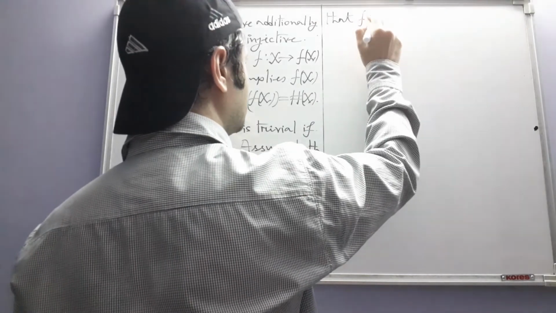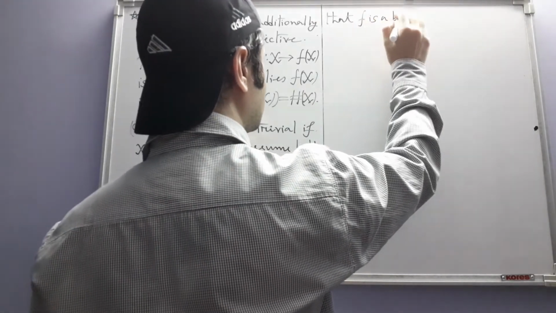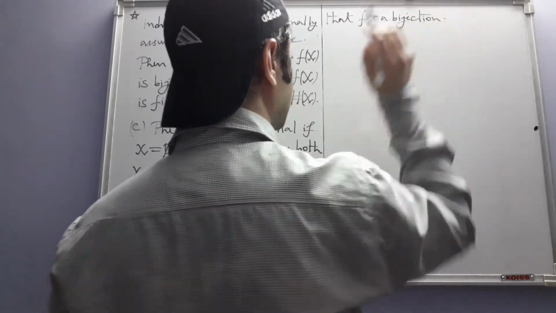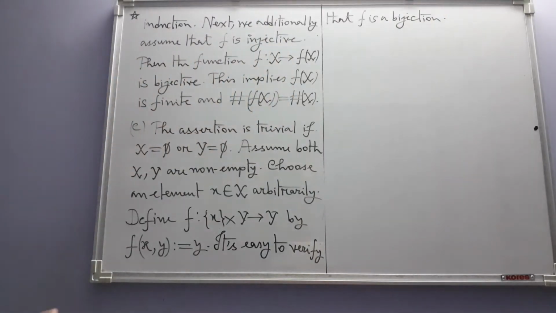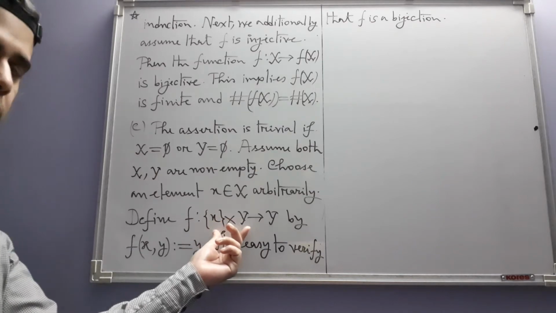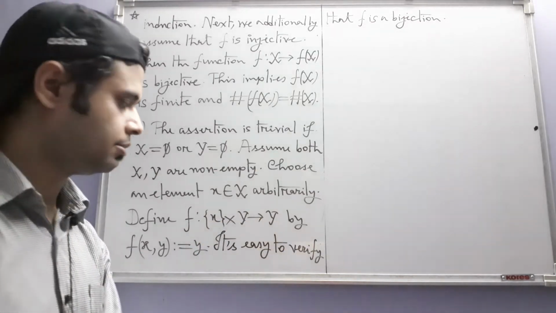that F is a bijection. So because Y is given to be finite, this set is also finite and it has the same cardinality as Y.